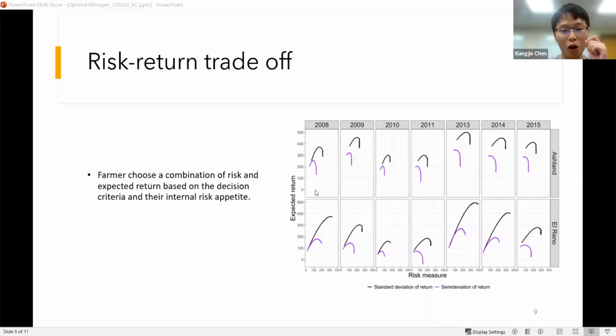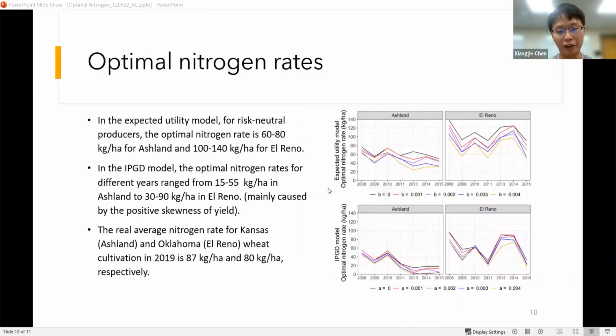We can decide the optimal choice based on the criteria function and the expected utility function that I mentioned before. And finally, we get the optimal nitrogen rate for farmers with different risk appetites. The top figure is the result for the expected utility model, and the bottom one is the IPGD model. In the expected utility model, for the risk neutral producer, that is the black line, the optimal nitrogen rate is between 60 to 80 kilograms per hectare for Ashland, and 100 to 140 kilograms per hectare for Reno.